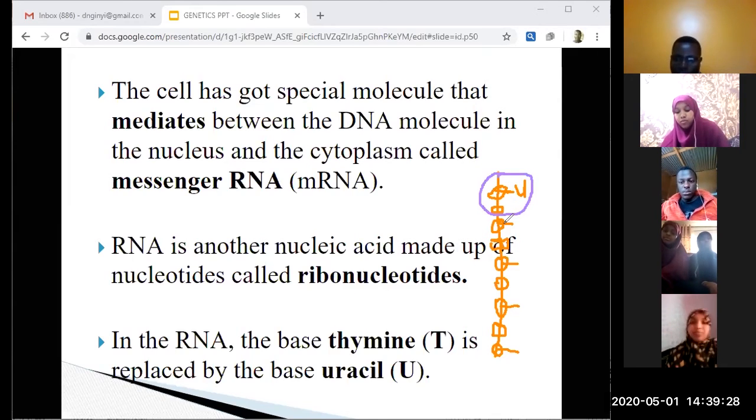Then we have organic bases sticking out at regular intervals. So it is a single strand. This is one nucleotide molecule. This is another nucleotide molecule. So they form one single strand, which we refer to as messenger RNA.